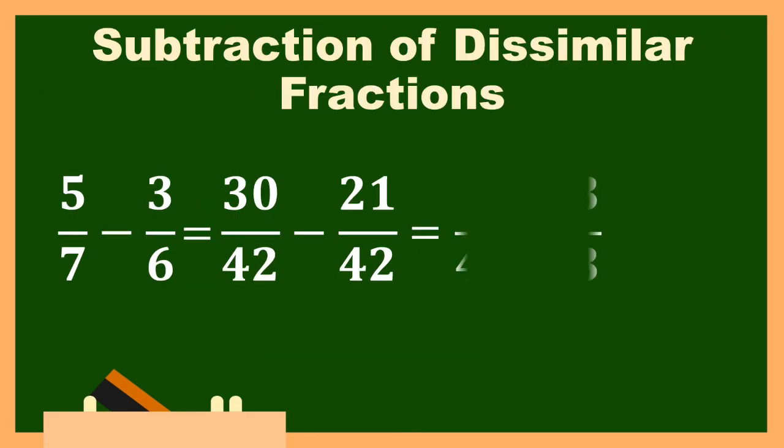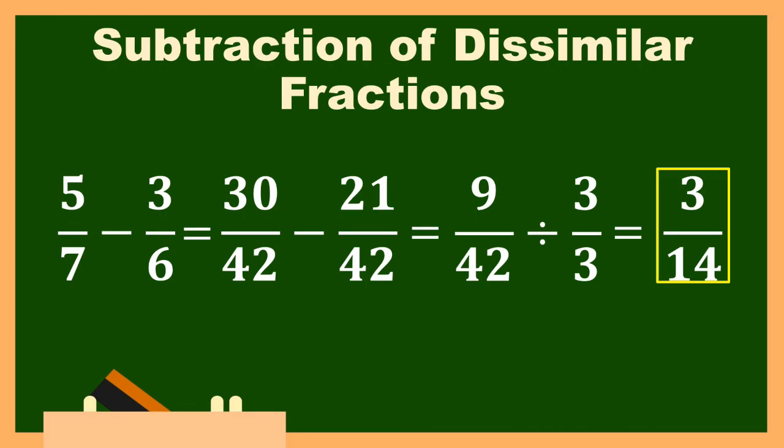Pagkatapos makuha ang GCF, gagamitin natin ito para i-divide doon sa result na 9/42. I-divide natin ito both numerator and denominator. So 9 divided by 3 is equal to 3, and 42 divided by 3 is equal to 14. And the final answer is 3/14.